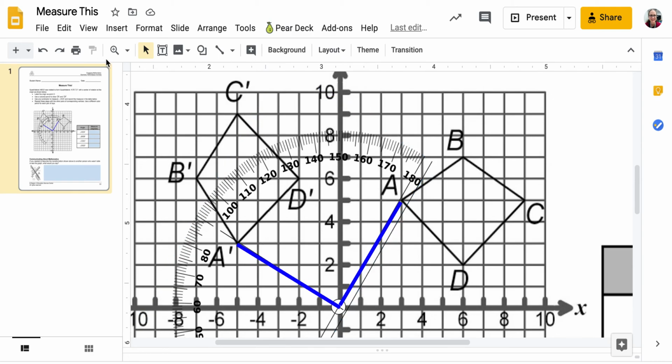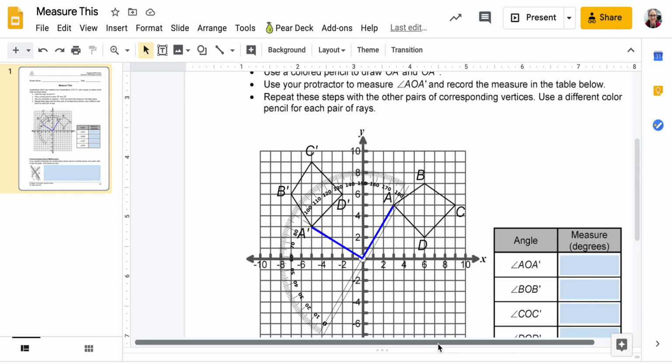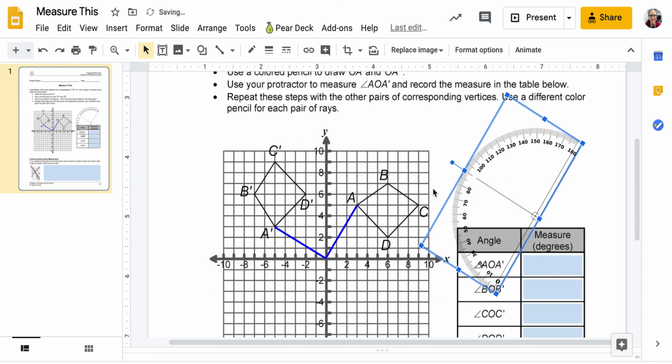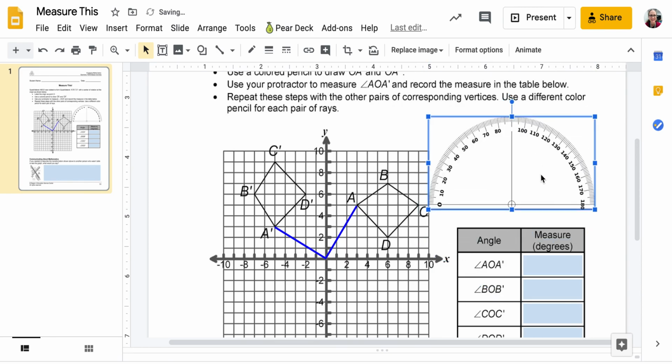That's a 90-degree angle. So then zooming back out, I would write 90 degrees in here, indicating that AOA prime is a 90-degree angle. So that's how you can use your virtual protractor to measure the angles that you need to analyze in this activity.